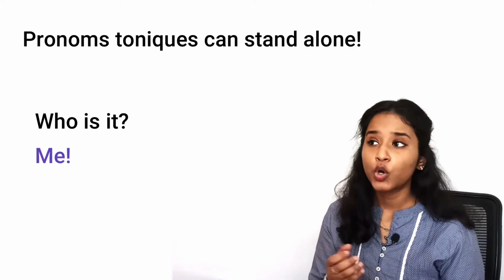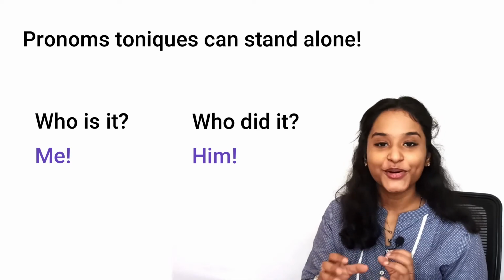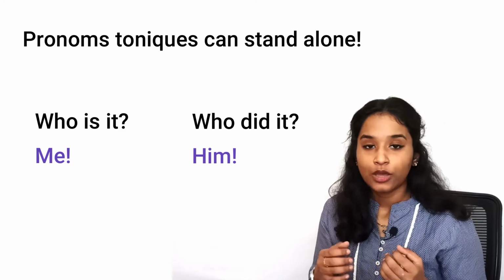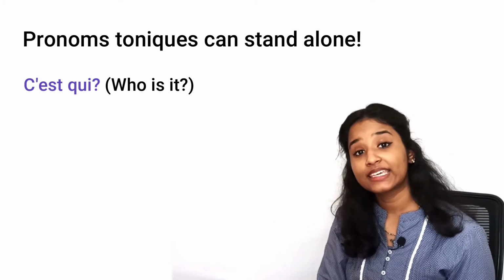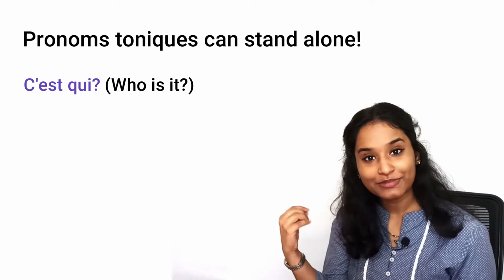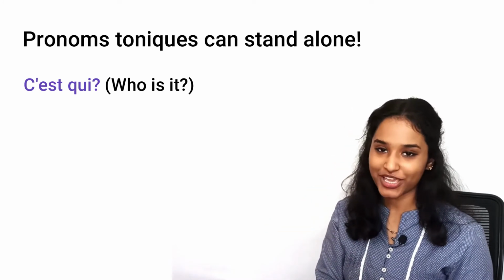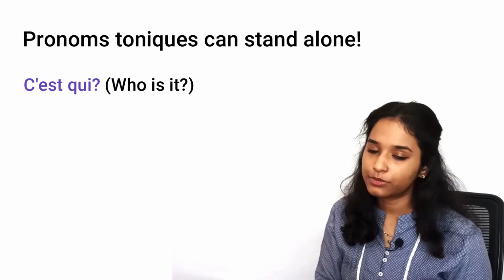One speciality of pronom tonique is that they can stand alone. Who is it? Me. Who did it? Him. So you can reply with a pronom tonique alone. It can stand alone. Whereas you cannot do that with pronom sujet. Example in French. C'est qui? Now this also comes as part of conversation. So you're learning tiny bits of conversation here and there, okay? C'est qui means who is it? And your answer can be moi.